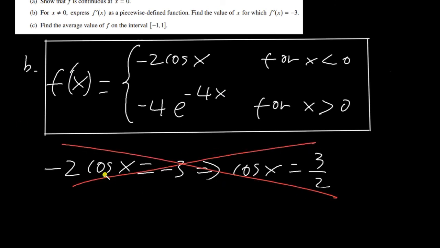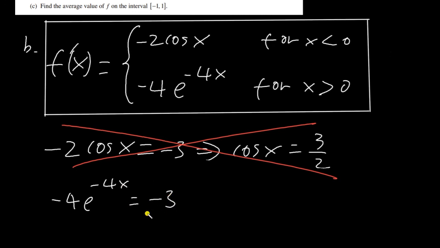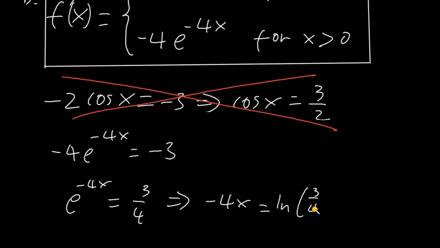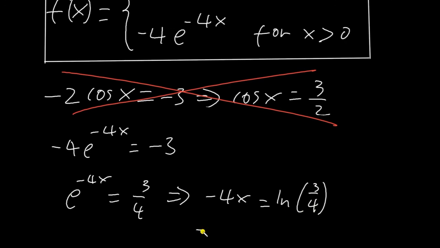Okay? Now, negative 4 e to the negative 4x equals, or sorry, not 3/2, negative 3. We can solve this pretty easily. e to the negative 4x equals 3/4. Take the natural log. Then we get negative 4x equals the natural log of 3/4. Right, remember, natural log and e, they cancel out. And then we simply divide by negative 4 to get that x is equal to negative 1/4 natural log of 3/4. Okay?